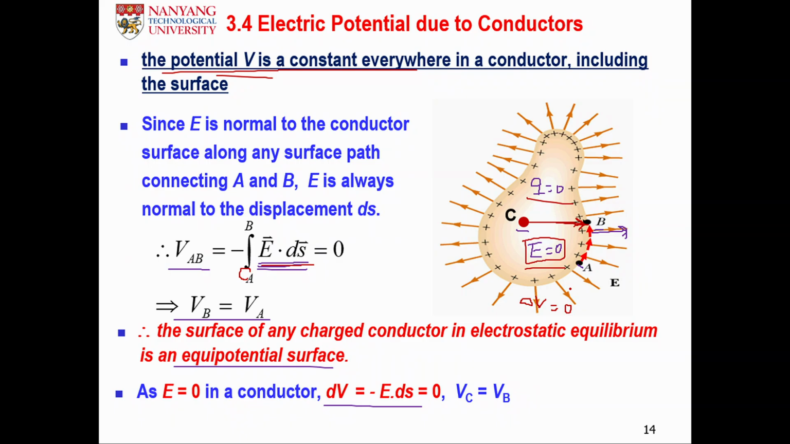So here, any questions? You do understand why VA equals VB and also equals VC. Any questions? No.